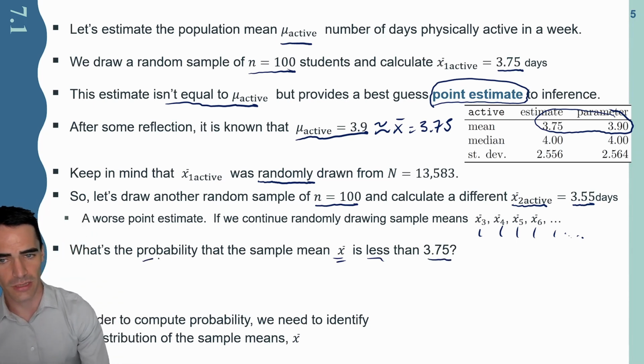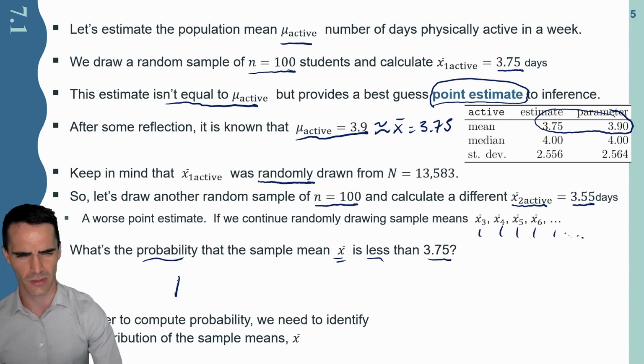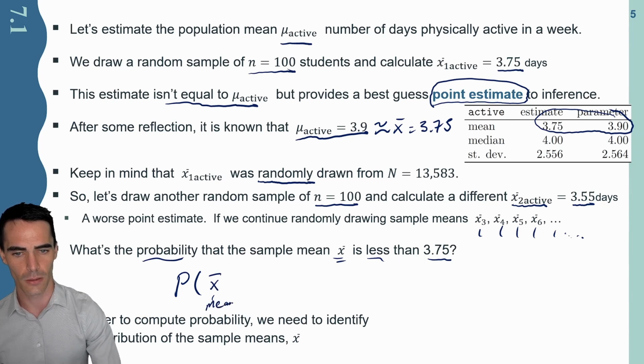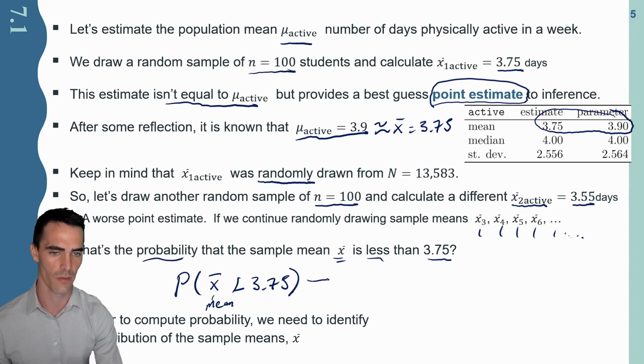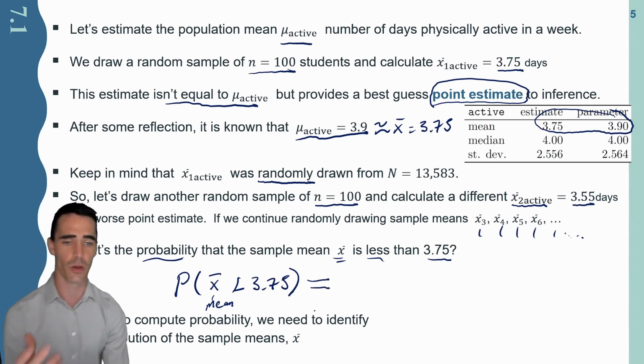Again, anytime you hear probability, that's something we can try to write and quantify. I can write something like the probability that our xbar for the mean says less than 3.75 equals 2. Notice at this point, there's a couple of different ways.